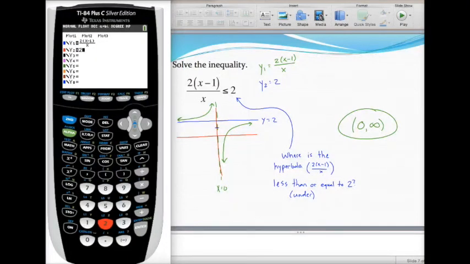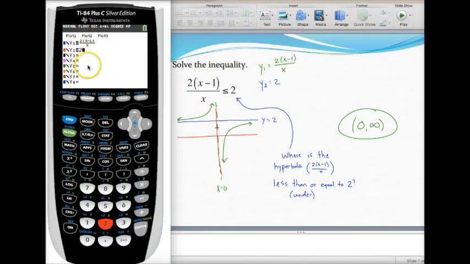I'm going to go ahead and just use a graph to answer this inequality question. I want to know when this rational function is less than or equal to 2. Now, normally we compare to 0 to see when we're above or below the x-axis, but actually this time I just want to rely solely on my graph.